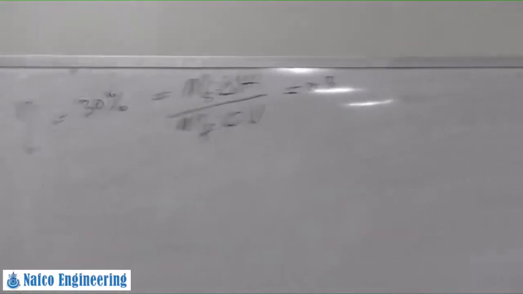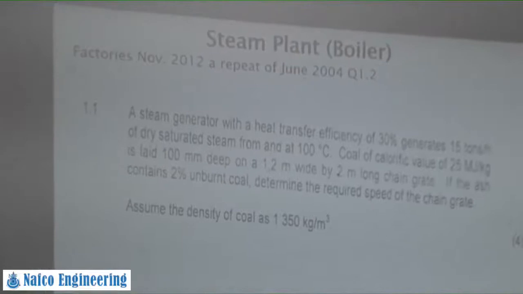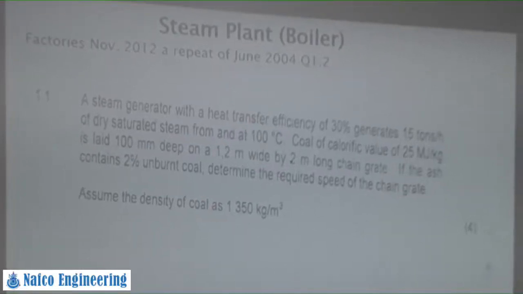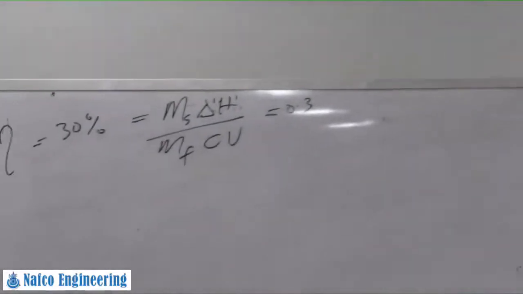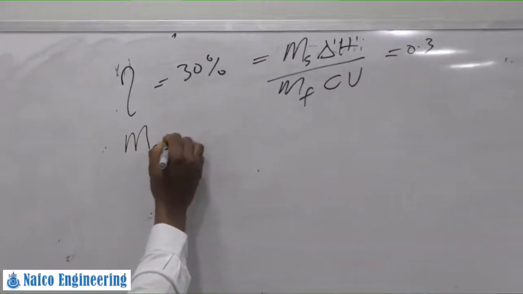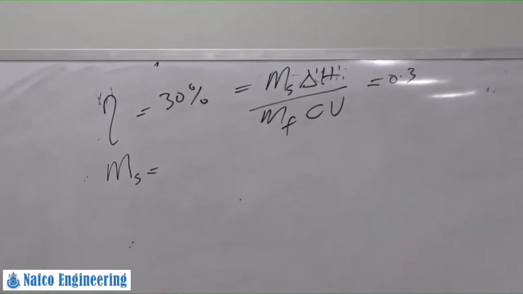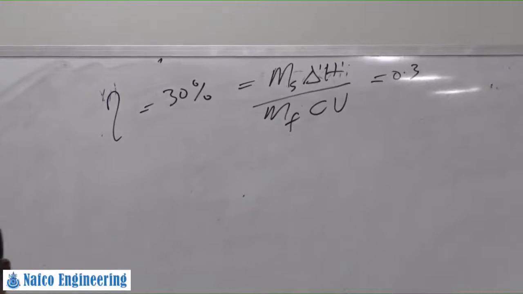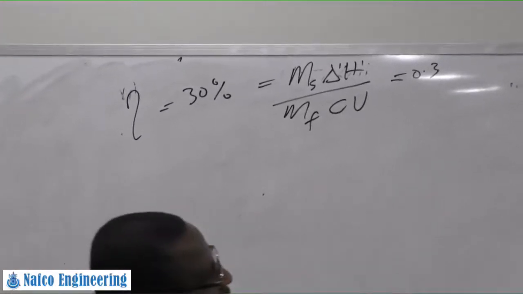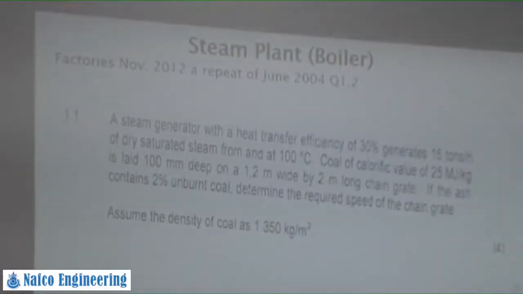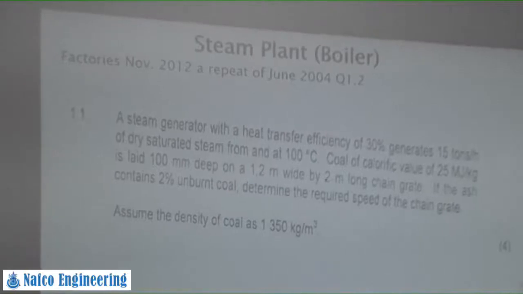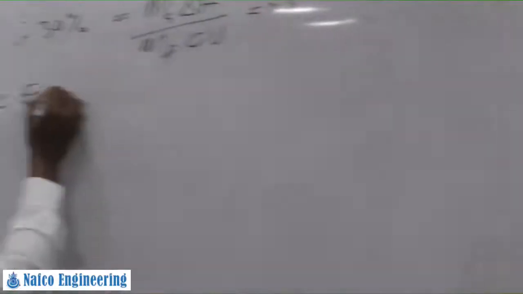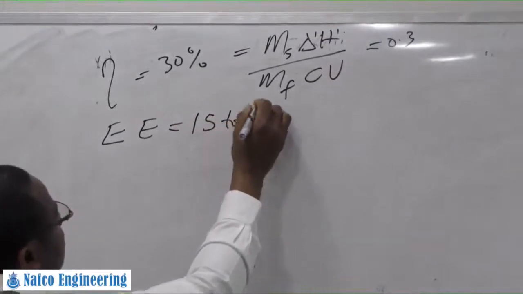Now, it generates 15 tons per hour of dry saturated steam from and at 100 degrees centigrade. So MS is 15 tons. Okay, now what can I write there? If we say it generates that, what is that? They said it generates 15 tons per hour of steam from and at 100. What is that? It's EE. So EE is 15 tons per hour, right?